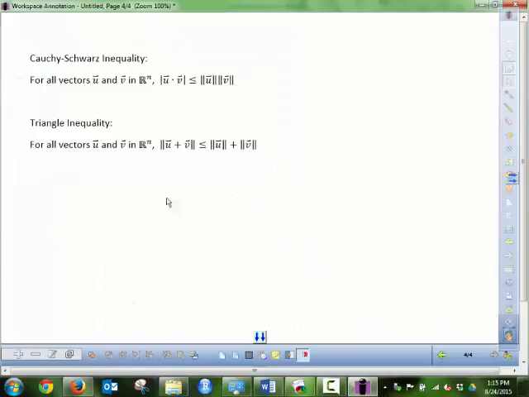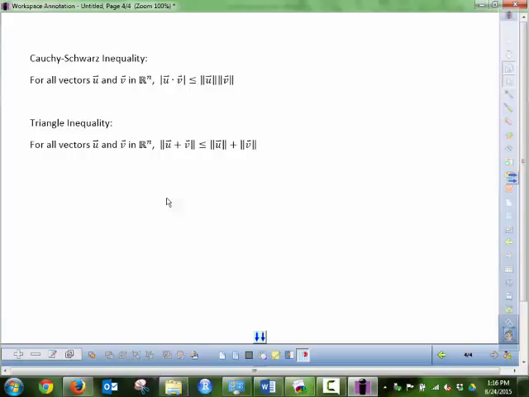So the Cauchy-Schwarz inequality is defined by a dot product. If you take the dot of two vectors, the absolute value of that is going to be less than or equal to the product of the magnitudes of the two vectors being multiplied. I think that's an interesting theorem in math, and it could be used to prove some of the theorems that we're not really going to look at in detail. So I'll just mention it.